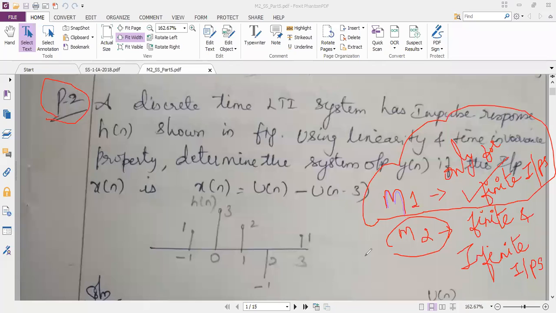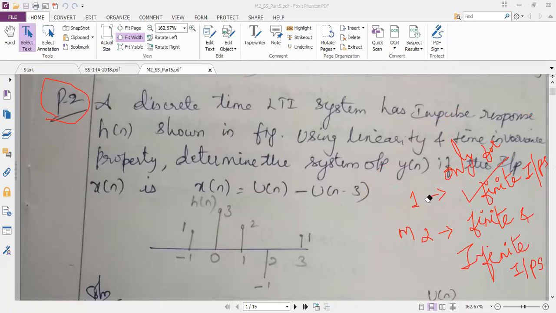So I want you to just make a note of this hint in your notebook. I have taught both the methods, method 1 and method 2, and I have given the hint when to use method 1. Method 1 is used only when the inputs are finite. Method 2 can be used for both finite as well as infinite inputs. So with this I will just start.